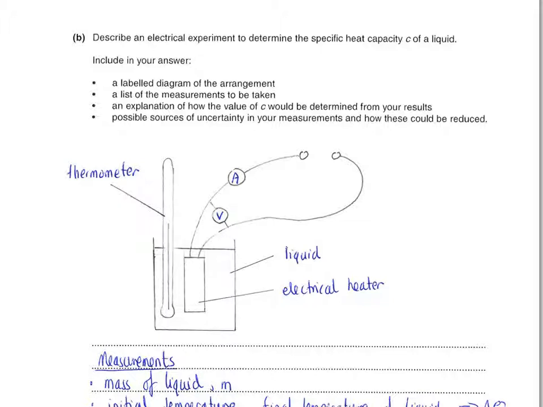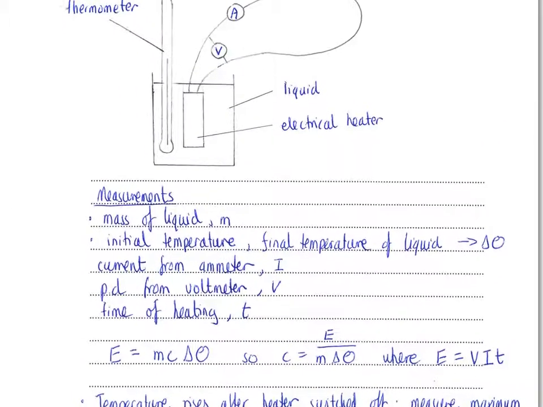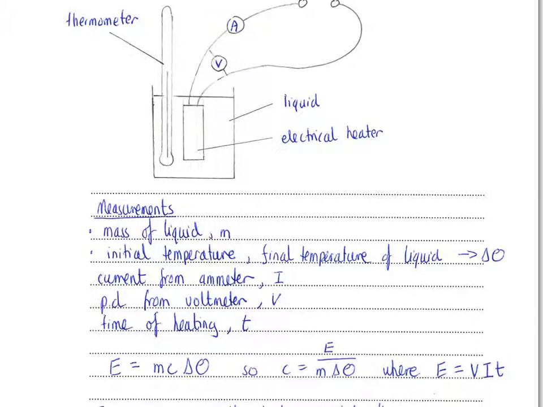So there's 2 marks, pretty straightforwardly. List of the measurements taken. Well, what do we need to measure? We need to know, I'll just move this on so you can see, we need to know the mass of the liquid. Straightforwardly, we need to know the initial and the final temperatures. You could get away with saying the change in temperature. We need to know the current, the PD, and the time. That's going to ultimately give us the energy.